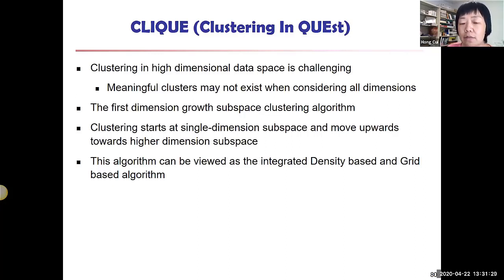The idea is let's divide our spaces, our dimensions, into intervals. Every dimension is divided into intervals, so we create a grid that way. Then it's a bottom-up approach. We start at single-dimensional subspaces, and then we try to combine dimensions to grow into multi-dimensional subspaces. Along the way, we see which subspaces are actually dense. If a subspace is not dense, we can just forget about it. We will just mark it as maybe noise or outliers.